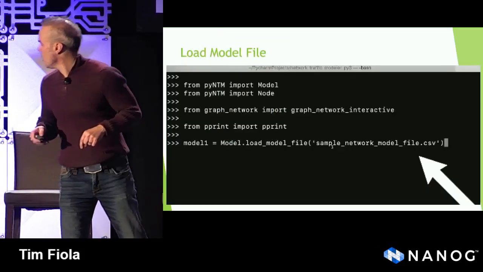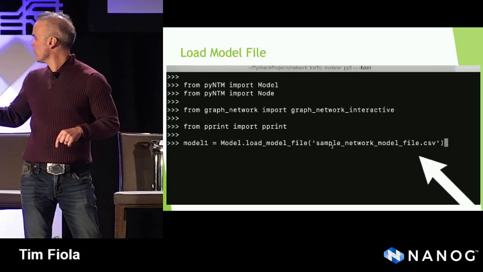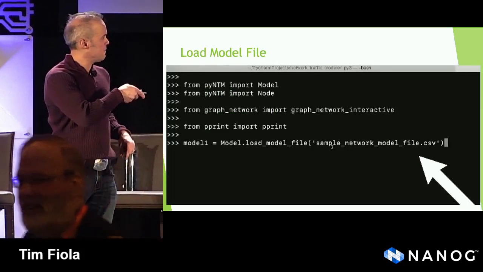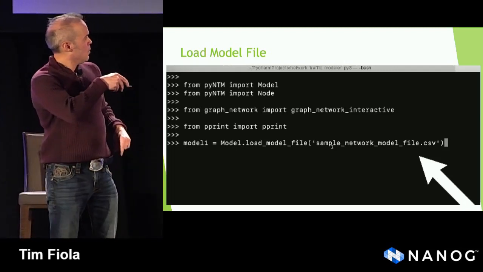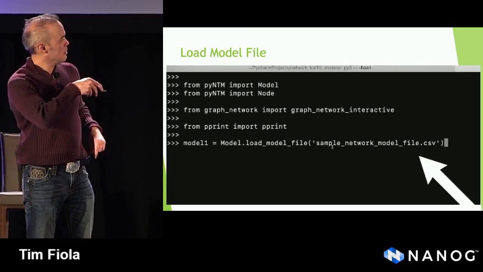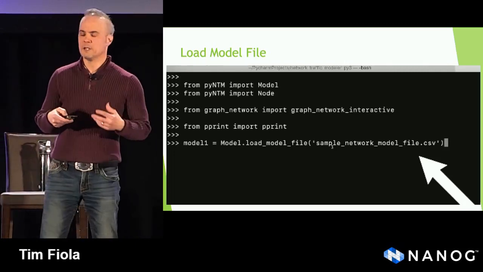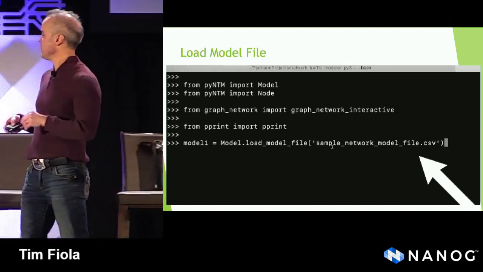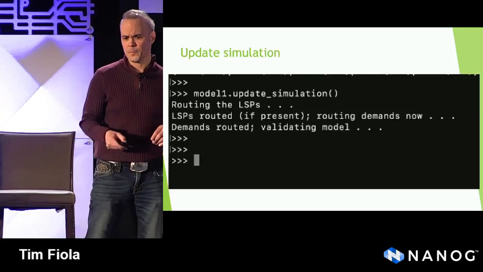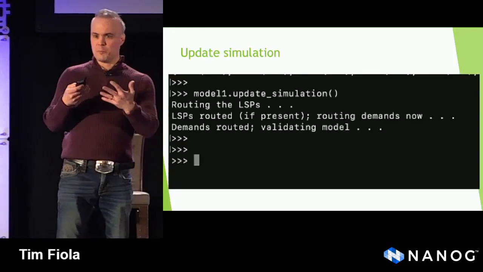Okay. So the first thing we're doing here is this up here. This is just some boilerplate stuff. What we're doing here is we're creating a model object by using a class call and loading the network data, the topology information, and traffic matrix for that matter, from a CSV file. So now you have your model loaded.